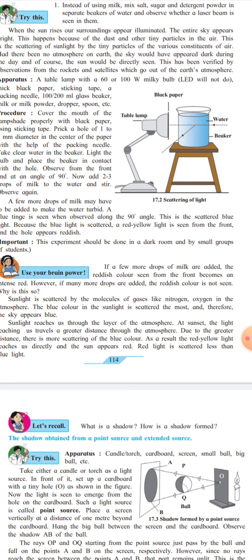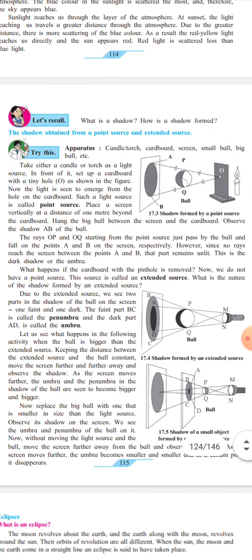Now, let us recall what a shadow is. How is a shadow formed? In the previous class, we had already learned about the shadow. You know that a shadow is obtained from a point source and an extended source. These are the two types we are going to start learning in this lesson. Before that, we have to know the definition of the shadow.